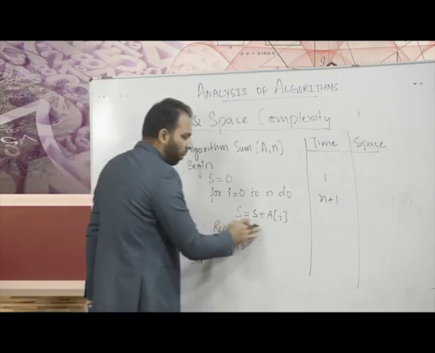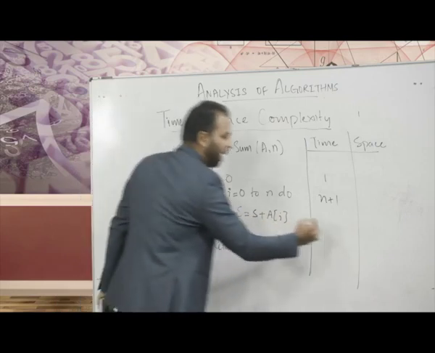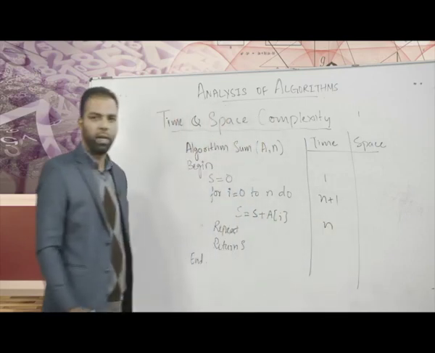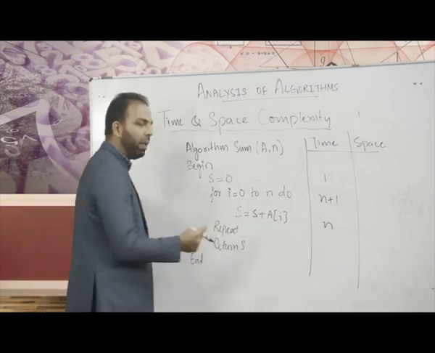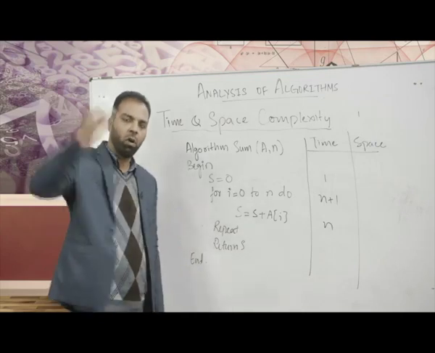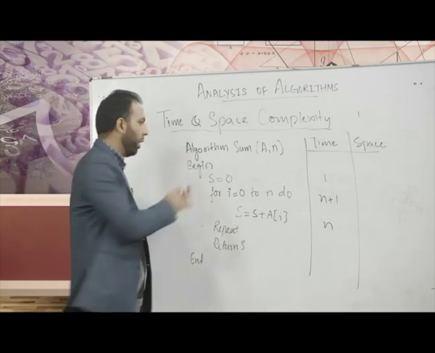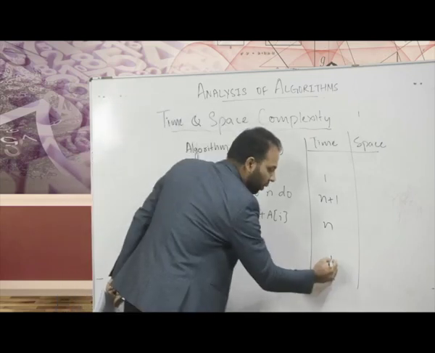And how many times will this statement be executed? How many times will the elements be added? Elements will be added n times. Fine. And finally, this return statement. It will be treated as a function call. Why? Because it will go back to the calling function, the function where this algorithm sum was called. So this will again take a single unit of time.